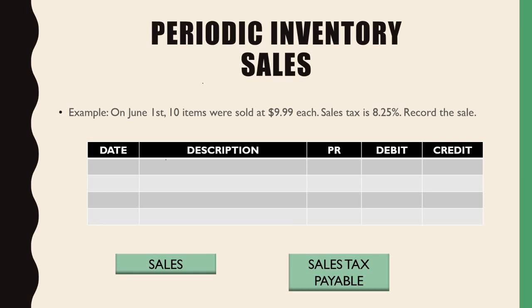So first off, we are being introduced to two accounts, right? You're being introduced to sales, which is your revenue, your way of earning money. And then we have sales tax payable. Now, sales tax payable is not a revenue, because when you earn this sales tax payable, this money is not yours.